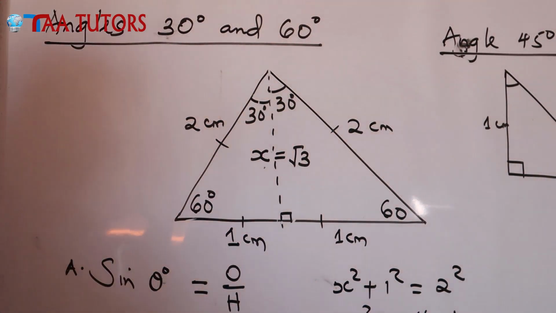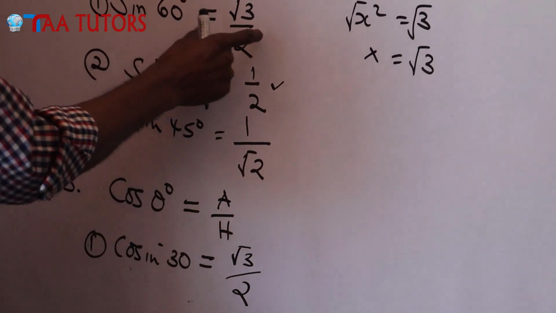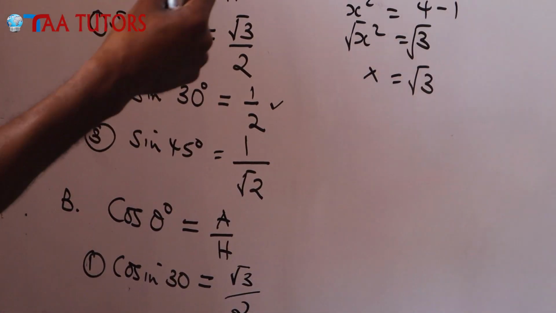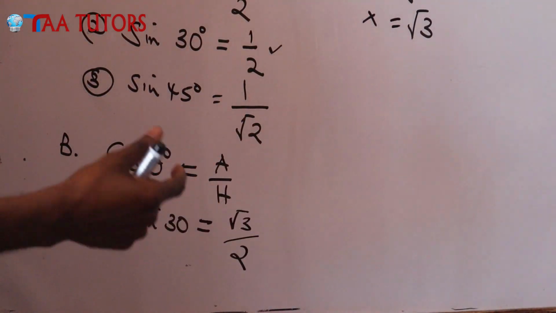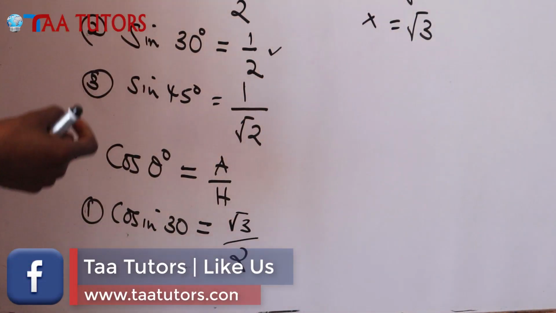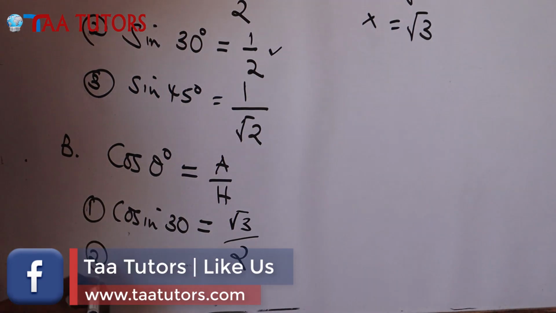And usually you can confirm this in your calculator. If you do sine 60, you get 0.8666. You try cosine of 30, 0.8666. So cosine 30 and sine 60 are always equal. Then cos 60.